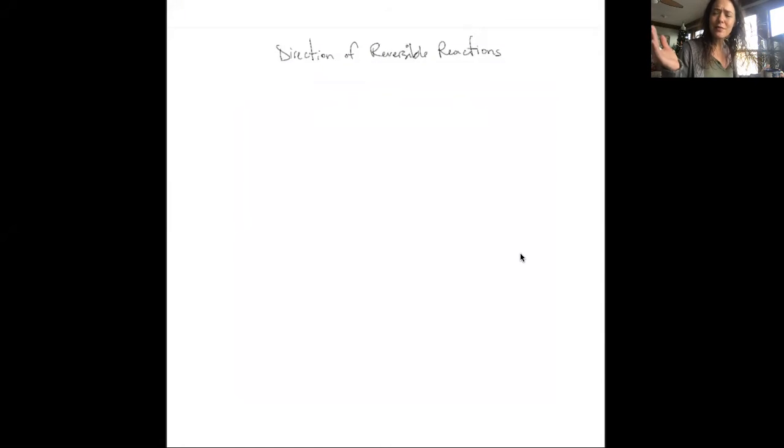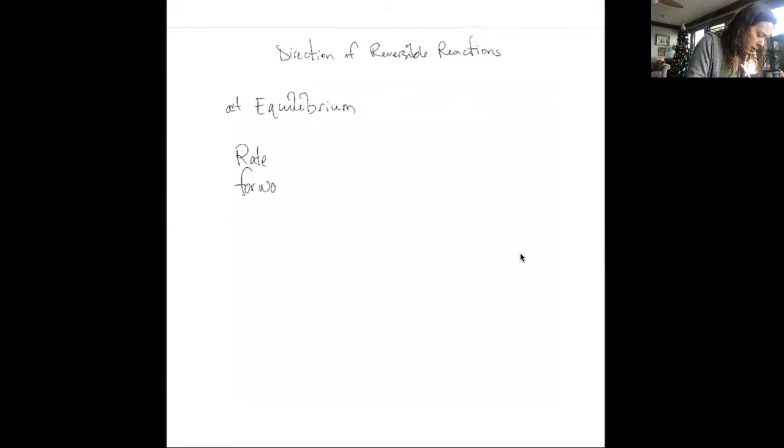So, all right, what do we know? We know that at equilibrium, the rate of the forward reaction is equal to the rate of the reverse reaction. We've talked about that. We know that it does not mean the concentrations are equal. We know how to look at a graph and determine where equilibrium occurs.